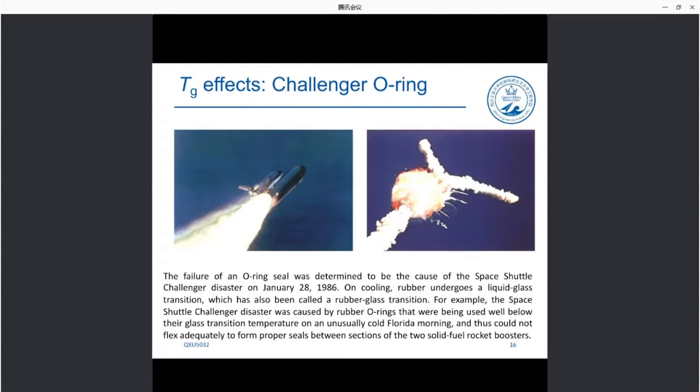A failure of an O-ring seal was determined to be the cause of the space shuttle Challenger disaster. Okay. I want you to remember, of course, it also has to do with what we said, that the way we experience a polymer and the properties of the polymer depend fully on the temperature at which we experience the polymer. And in this case, because it was very cold, the chains were frozen in, as we say, and the material was very stiff.